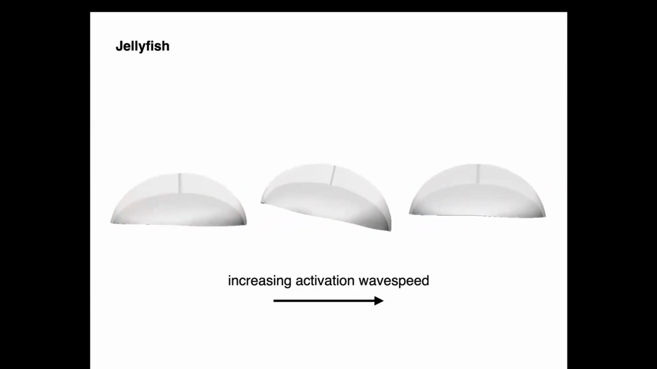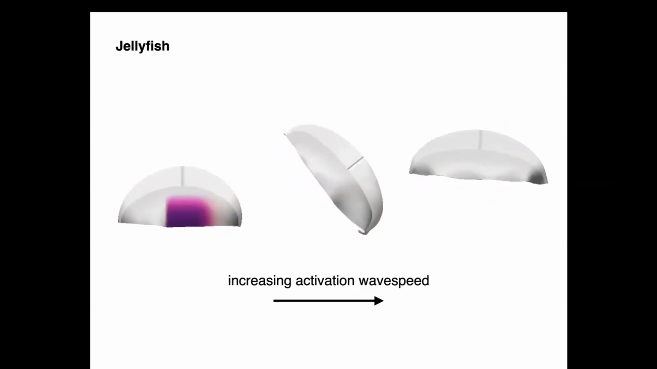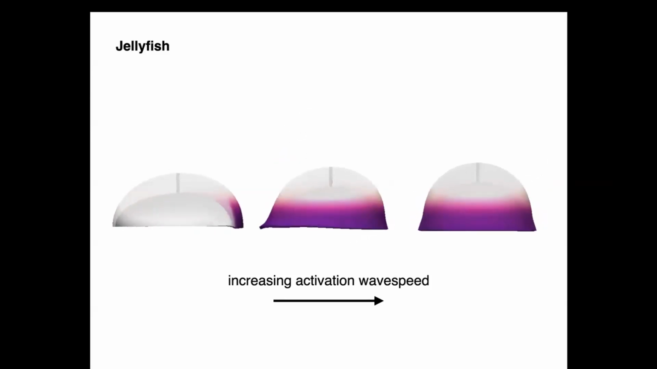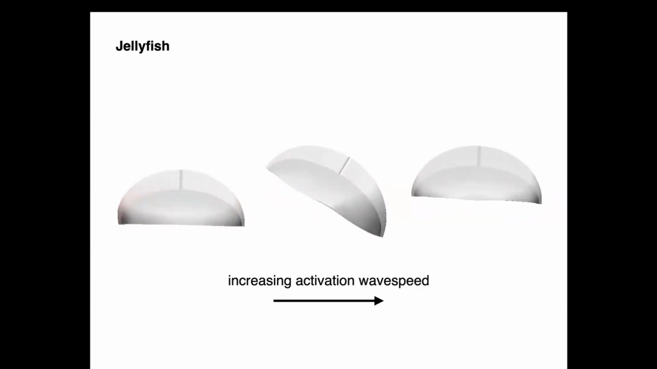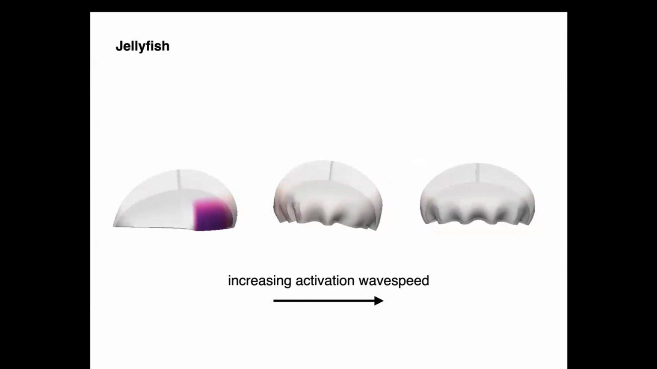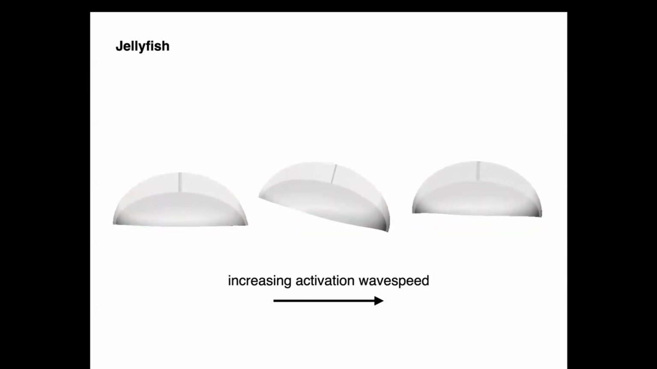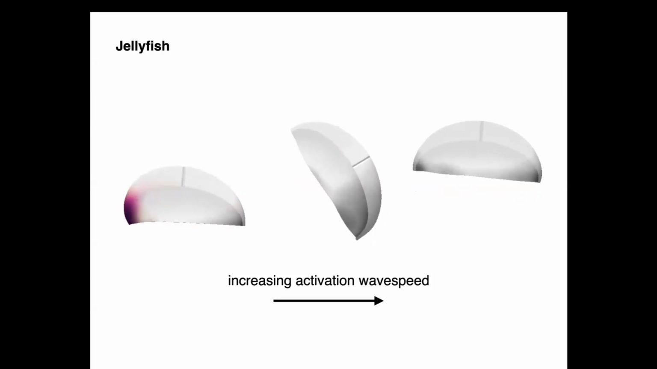What they're doing, they're looking at the impact of having a muscle activation wave speed. So the color is showing the muscle activation parameter that's a function of both space and time here. And so if you have very slow activation from right to left, the jellyfish basically swims up. It swims up very slowly, but swims up.